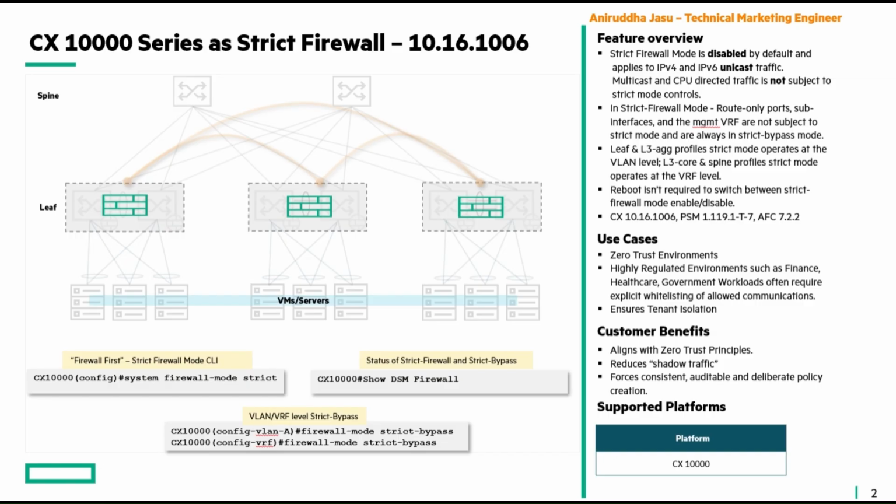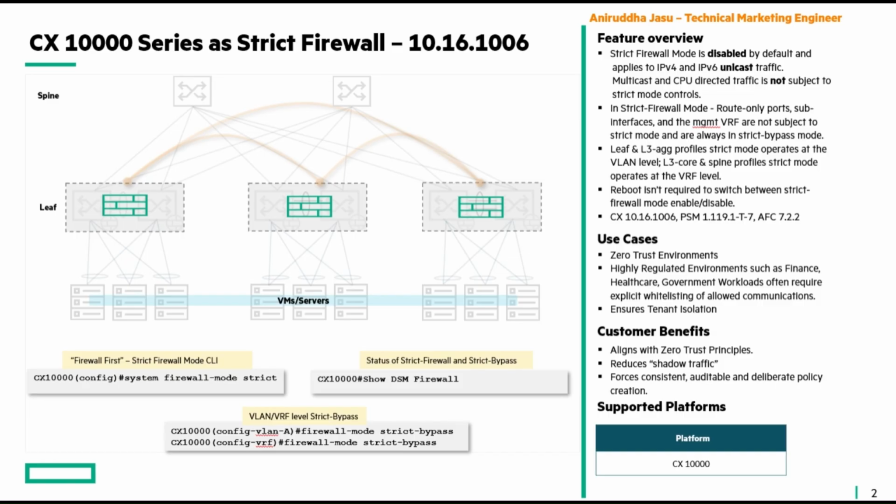The software is this. In this, you have the feature. The relevant PSM version should be this, and the AFC should be on 7.2.2 for it to work. There are various use cases. Since it's a firewall feature, it comes in under zero trust environment. Wherever there is zero trust environment, you see we are going ahead in this direction everywhere, and it is required, it is expected.